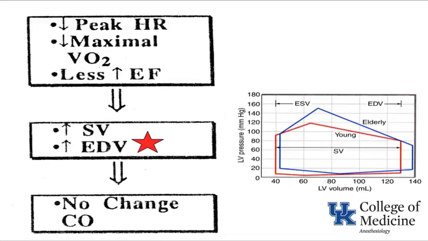So summarized again, their peak heart rate is down, their maximal oxygen use is down, they can't increase their ejection fraction as much, so how do they increase their cardiac output when needed, stress during surgery? They do that by increasing their stroke volume, by increasing their end diastolic volume. So their hearts are operating from higher volumes in an attempt to get more output, and that's the way they maintain cardiac output as opposed to the young.